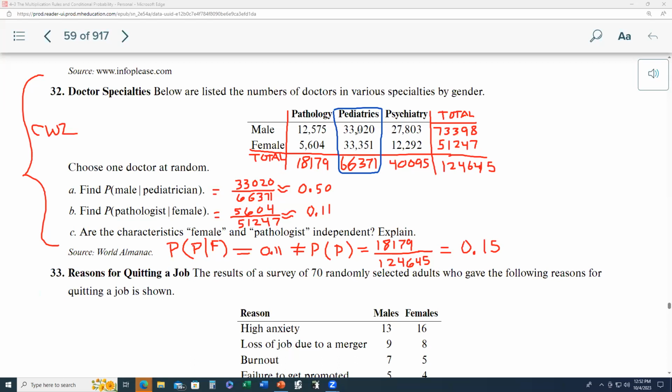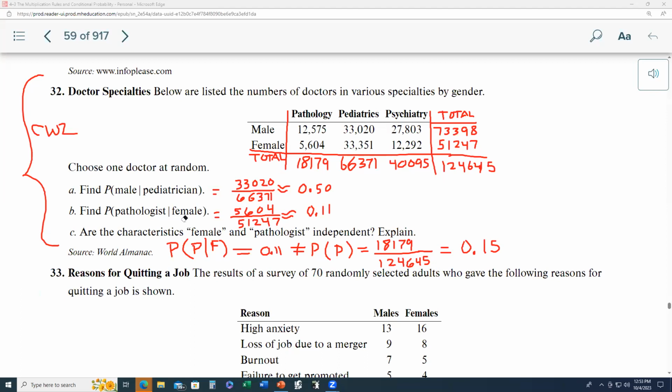There's 33,020 males out of 66,371 pediatricians. So your answer is going to be 33,020 divided by 66,371, which is about 0.50. That's your answer for A. Did anybody get that? Yep. All right, next one.